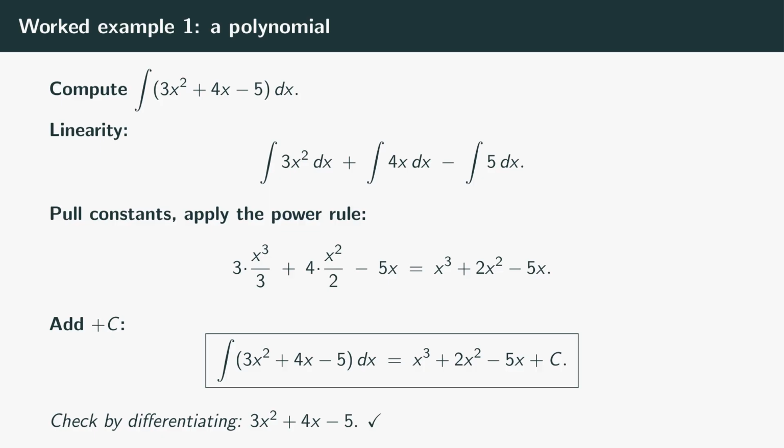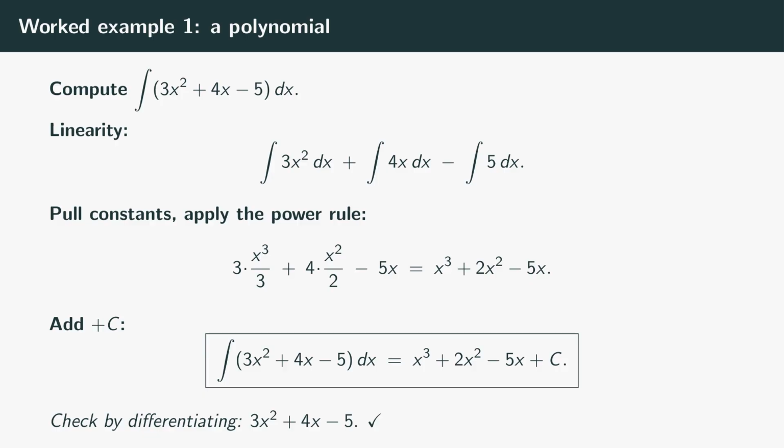Apply the power rule to each. The integral of x squared is x cubed over 3. Multiply by 3 out front, the 3's cancel, you get x cubed. The integral of x is x squared over 2. Multiply by 4 out front, 4 over 2 is 2, you get 2x squared. The integral of 1, that's x to the 0, is x to the 1 over 1, just x. Multiply by 5 out front and keep the minus sign, you get minus 5x. Put it all together. X cubed plus 2x squared minus 5x plus c, because we always add plus c.